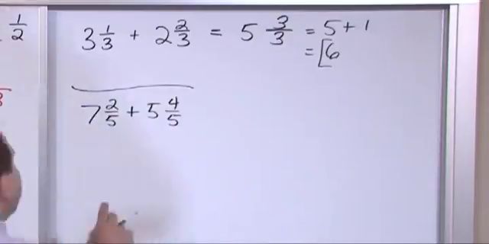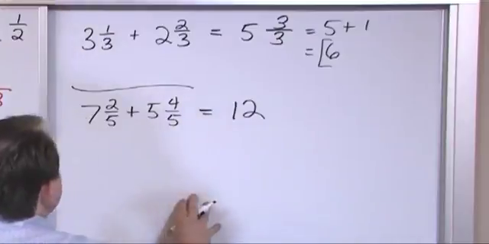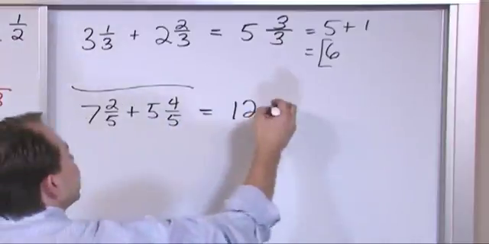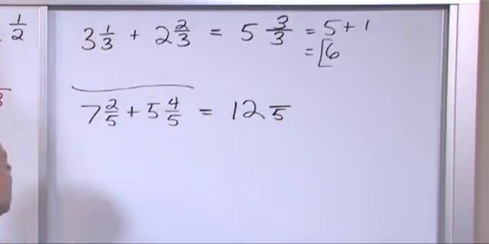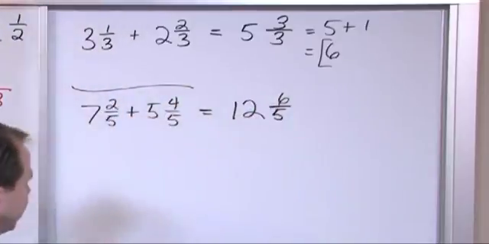Okay, so you have the same thing. What is 7 plus 5? That's 12, so we'll just write the 12 there. All right, now we have to deal with these fractions, but the denominator is already the same, so I'm going to leave it the same. Now we add 4 plus 2 to get 6, so we have 12 6/5.